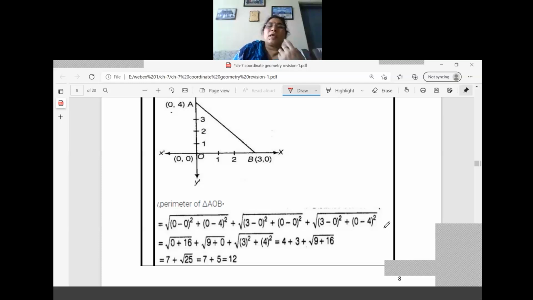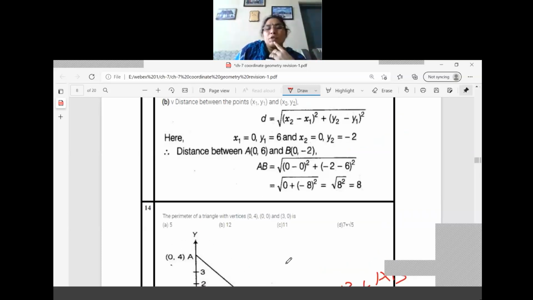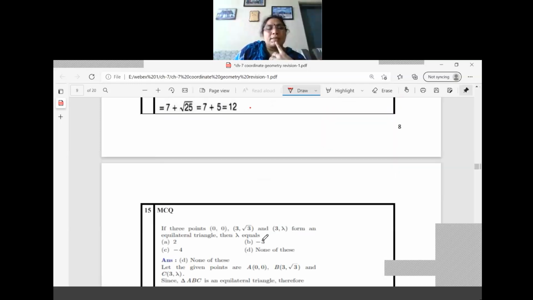So this distance we can take as 4, that is OA. 4 plus 3, then distance AB should be calculated. That is the perimeter, so 7 plus AB only. That AB length we are getting as 5 here. So the total length is equal to 12. So which option is coming? Again B only. So B equal to 12 is the correct answer.